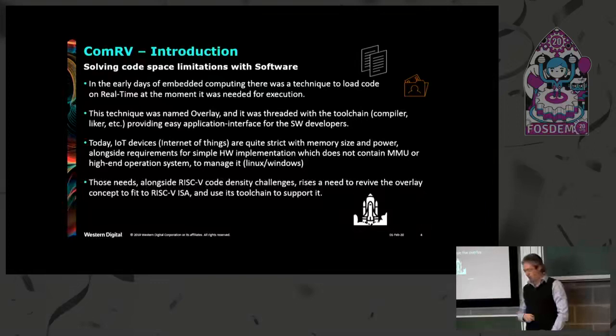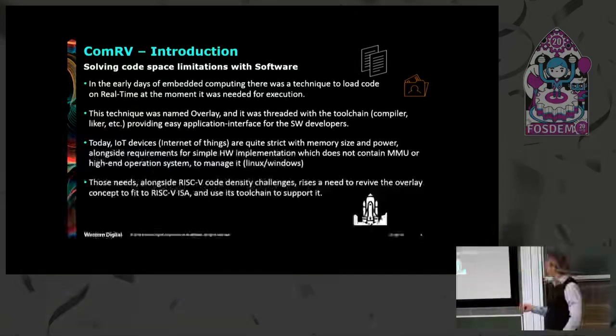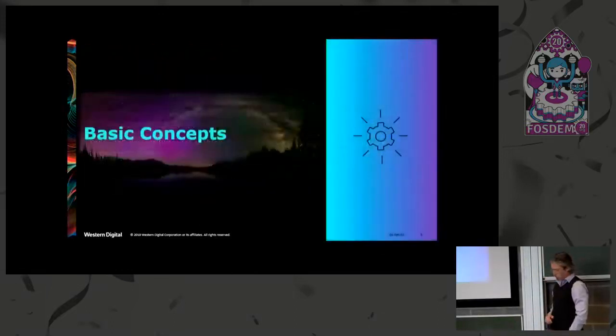This technique was called overlay. It gave an easy interface to the user, the software engineer. There was no need for any complex hardware IPs like MMU or etc. And it was threaded with the toolchain and the firmware itself. Today, IoT devices have the same problem with memory. They have a very small footprint of memory, and they need some solution. Alongside with RISC-V issues with code density, it just brings up the usage of let's use overlay. Some basic concepts.